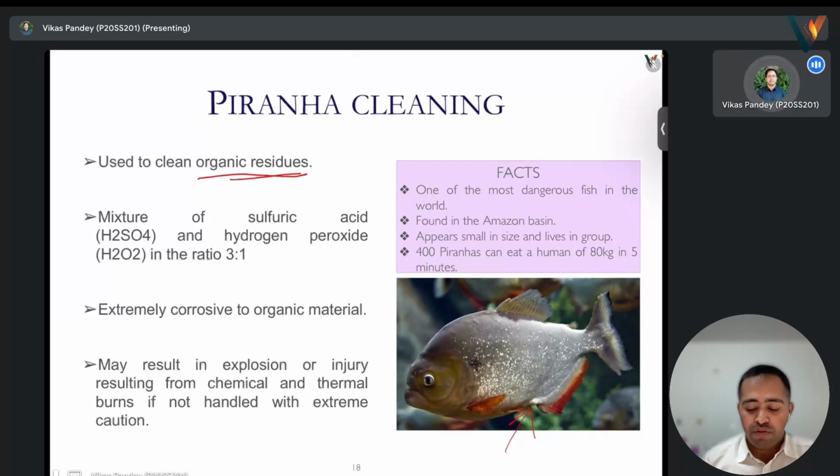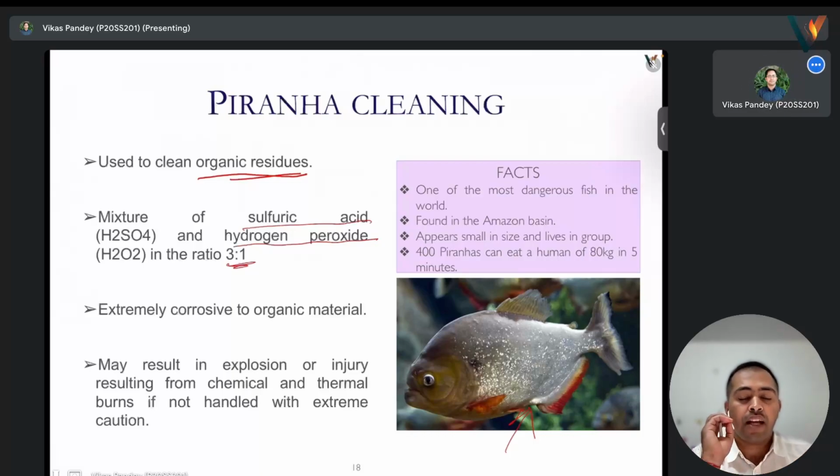It is a mixture of sulfuric acid, which itself is quite a harsh chemical, and hydrogen peroxide in a ratio of 3:1. When you mix this, you will find that it becomes hot by itself. You don't have to heat it, it's very hot, and it is extremely corrosive to organic materials. So it has to be handled very carefully so that no explosion or injury happens. It should only be done under the guidance of someone who is an expert.